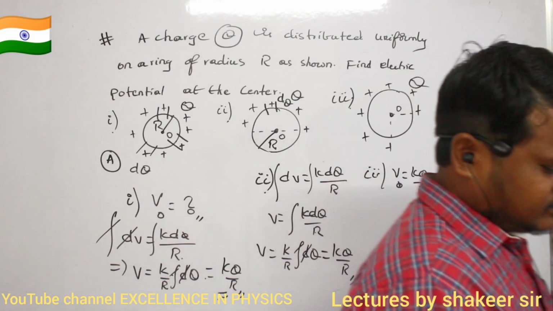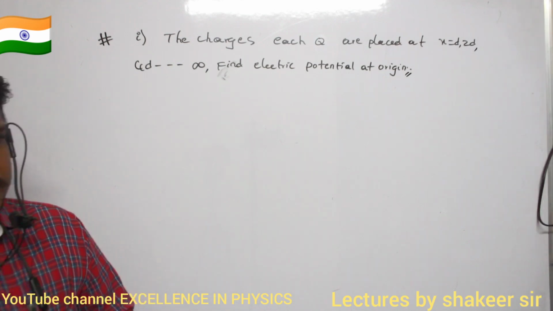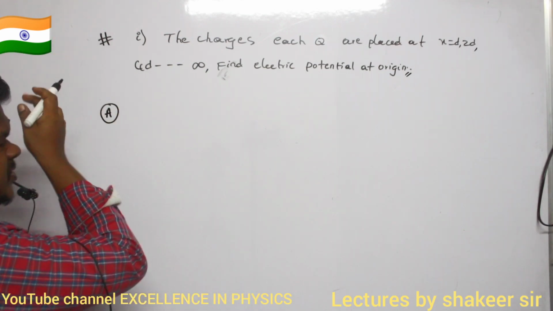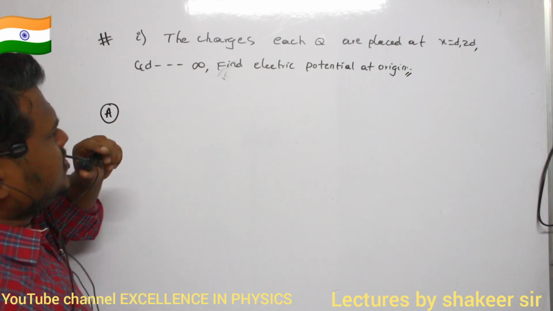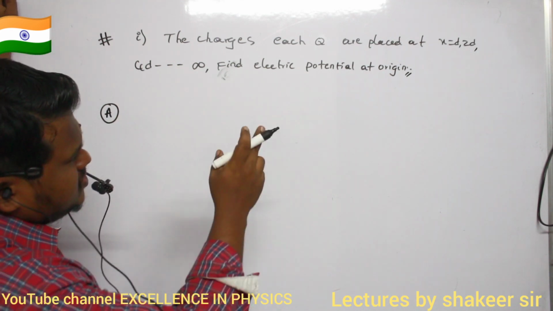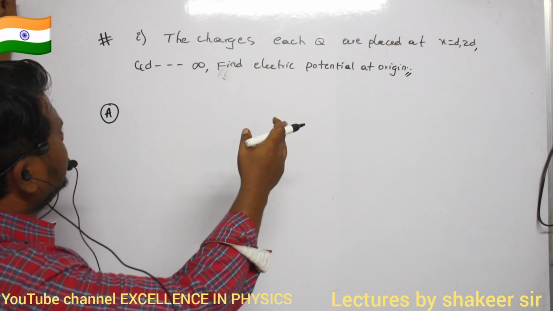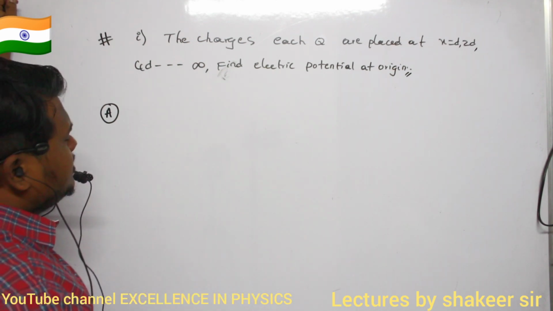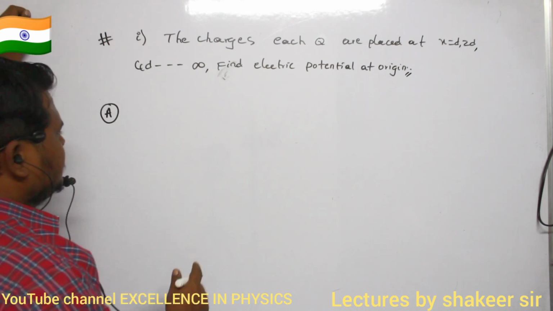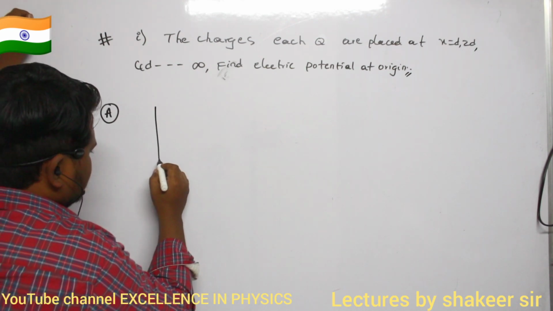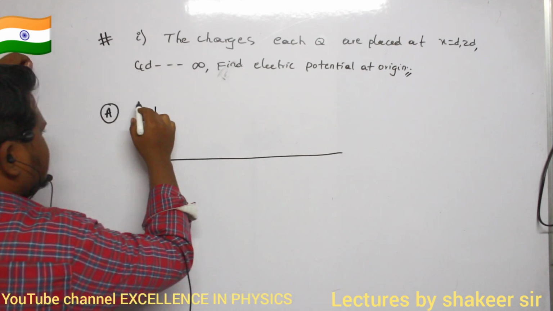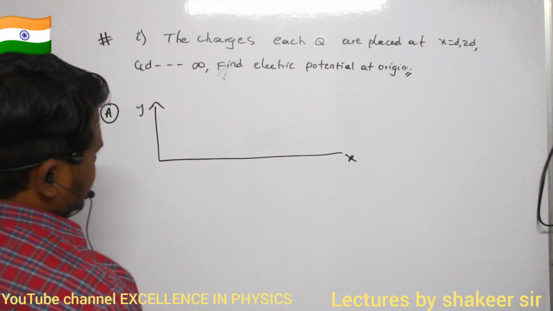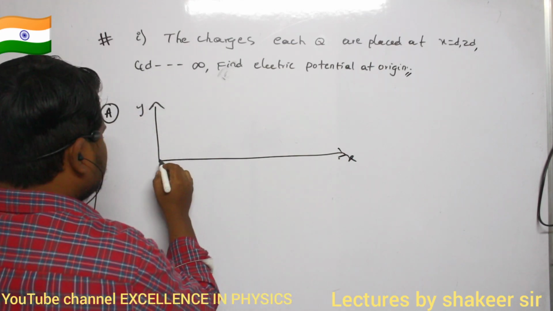Okay, come on. Can we do this calculation? So what is the arrangement of charges? Charges each Q are arranged at x equal to d, 2d, 4d, 8d like this, and up to infinity charges are present. Then we are supposed to find the electric potential at the origin. Consider this is an xy axis. This is our x axis and this is our y axis. So this is the origin.